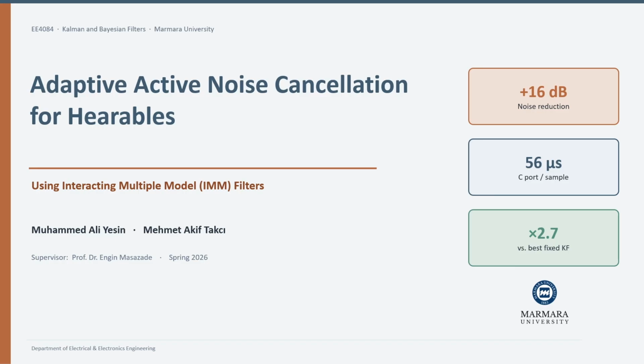The one-line story is on the right side of the slide. We built an adaptive noise canceller that delivers 16 decibels of noise reduction across changing environments. It runs in real time with C-port 56 microseconds per sample, and beats the best single fixed filter by a factor of 2.7. We will show you how and why it works, because the reasons turn out to be more interesting than we first expected.